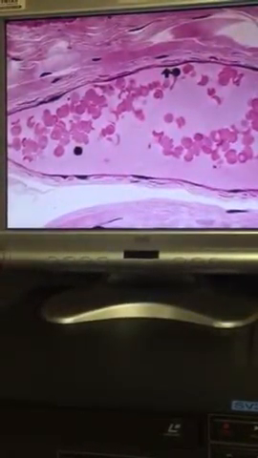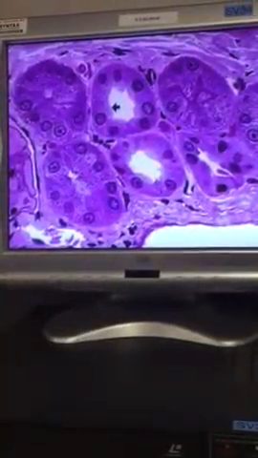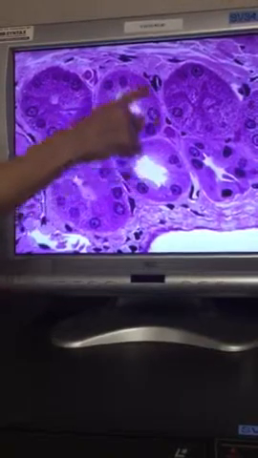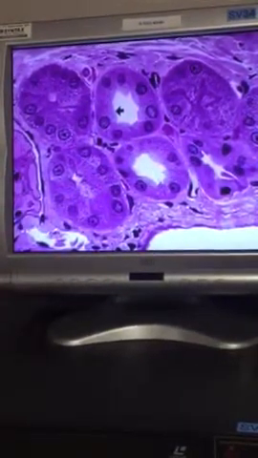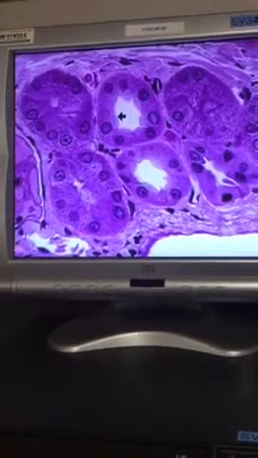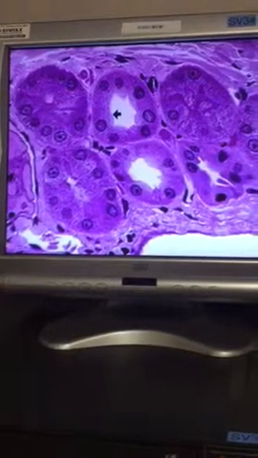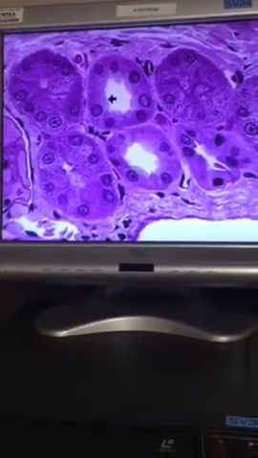Okay, let's go on to simple cuboidal. Okay, so make sure there's no one behind me that can't see. Okay, so this is simple cuboidal here. Actually, this is from the kidney, and this is the best organ to look for simple cuboidal because all these tubules in the kidney are lined with simple cuboidal.